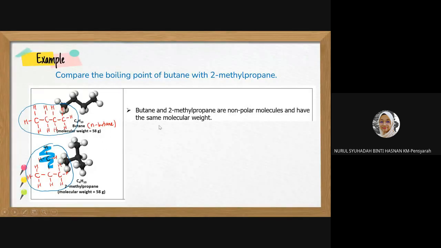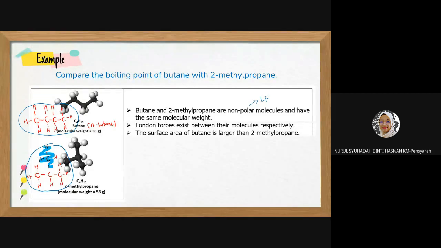Butane and 2-methyl propane are non-polar molecules and have the same molecular weight. So both will have the same forces, which is London forces. London forces exist between their molecules respectively. The surface area of butane is larger than 2-methyl propane, as I showed earlier. C4H10 for butane is long, so its surface area is large. Compared to this one, which has a branch, so it becomes spherical and the surface area decreases.